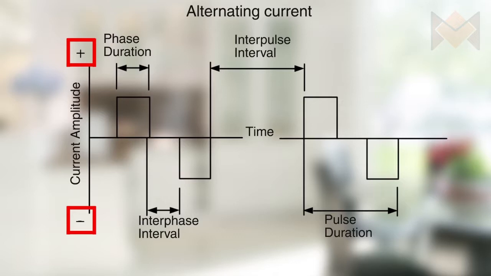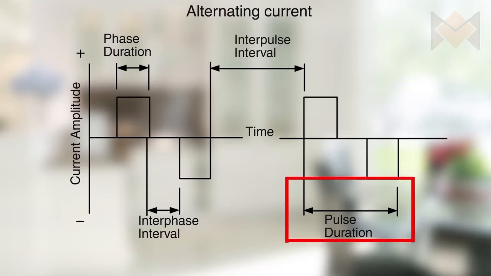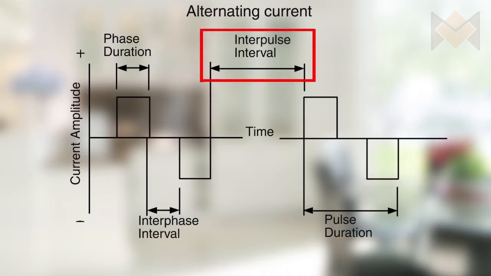The features of the current can be changed to get the needed response in the body. Pulse is a burst of electricity. This includes the positive and negative current. Pulse duration, also called pulse width, is how long it takes to complete one pulse. This is measured in microseconds. Interpulse interval is the amount of time between consecutive pulses.